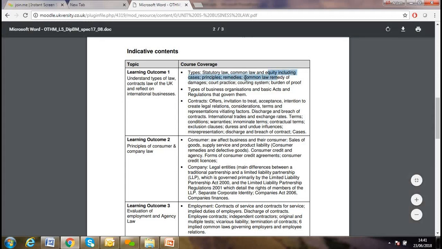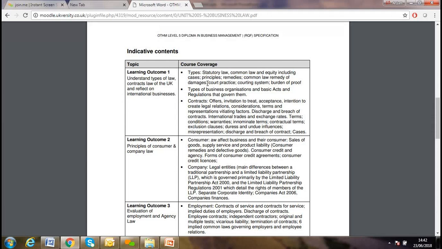Common law remedies: damages. Damages mean the party who caused the suffering to the other party, due to their action, will pay damages to the other party. Then the court practices and court system. We discussed civil and criminal courts, and they need proof to settle the matters. Any question here? No. Okay.